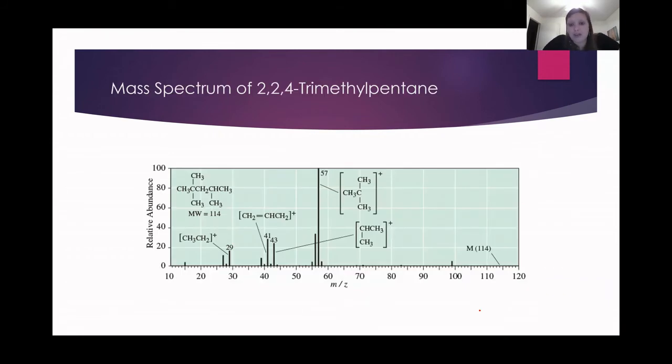Here's 2,2-dimethylpentane. So let's draw that out. Pentane 1, 2, 3, 4, 5, and 2,2-dimethyl. So the first thing I would look for in this mass spectrum is this peak. I would look for something that has 4 carbons, 9 hydrogens, and that indeed is our base peak at 57.